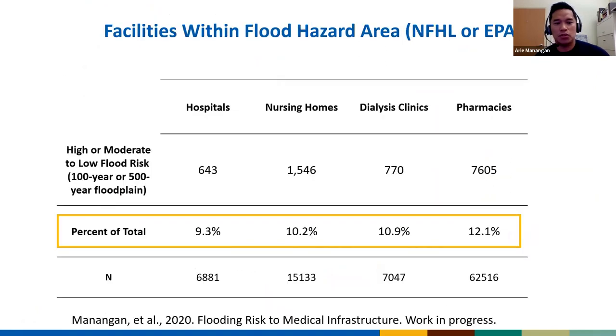Here's a table of our results, where we found that between 9% and 12% of all types of facilities analyzed lie within a flood hazard zone, with 9% of hospitals, 10% of nursing homes, 11% of all dialysis clinics, and 12% of all pharmacies. Although not shown in this table, we also estimate the number of beds within a flood hazard zone for hospitals and nursing homes. Next slide.